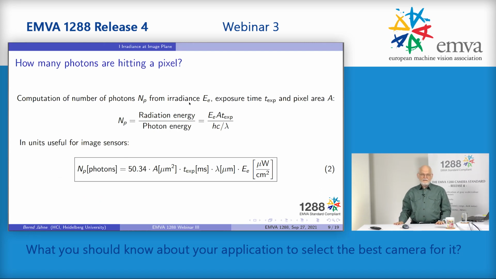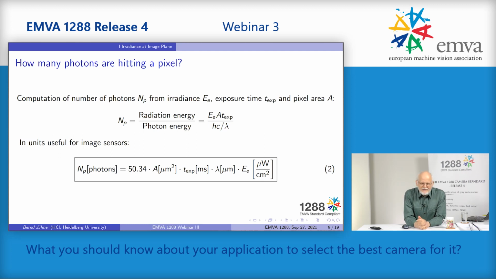If you want to calculate now in detail how many photons are hitting a pixel, all you have to do is take the radiation energy and divide it by the energy of a single photon. And the total radiation energy which is received by a pixel is the irradiance, that is watts per square meter. You have to multiply with the area of the pixel, and you have to multiply with the integration time, which is the so-called exposure time. That gives you the whole radiation energy. A pixel of an area A, integrated over an exposure time Tx, is receiving that.